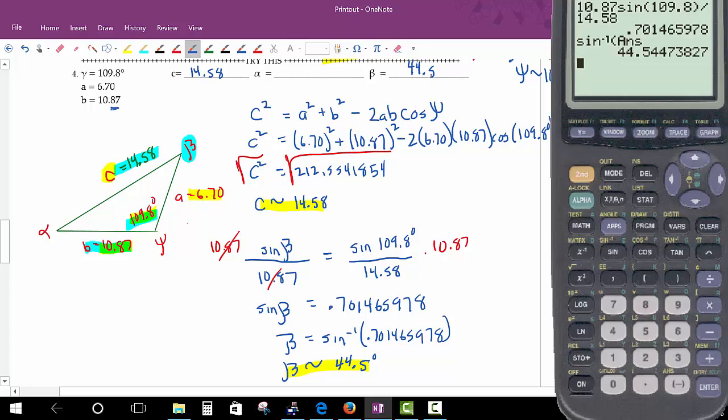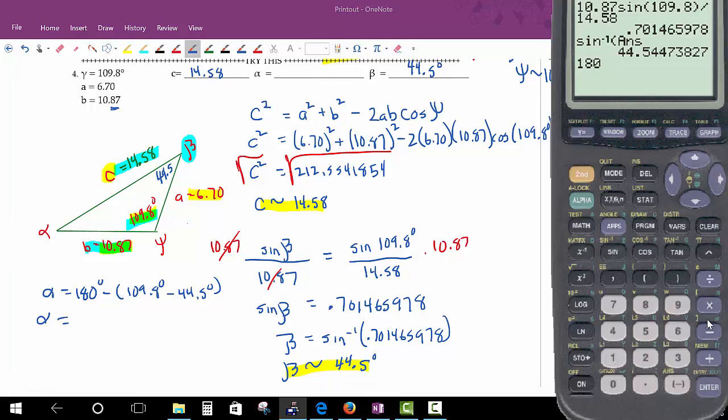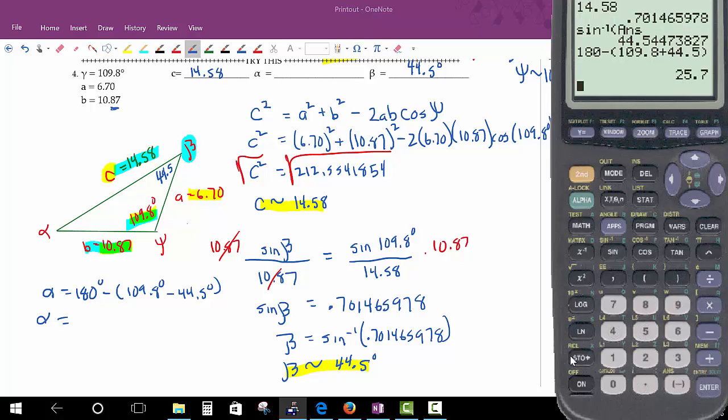That leaves us with one more part, which of course is the missing angle. If you want to find alpha, you now know this angle is 44.5. So we just do 180 minus 109.8 degrees minus 44.5 degrees. Get the calculator out and do that in one step, and then we'll have the problem solved. So 180 minus 109.8 minus 44.5 calculates as 25.7 degrees. Okay, so that should do the problem. Let's do a real quick check and make sure we got this right.